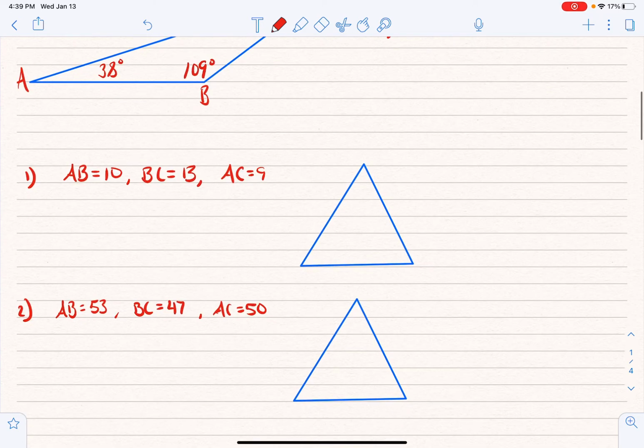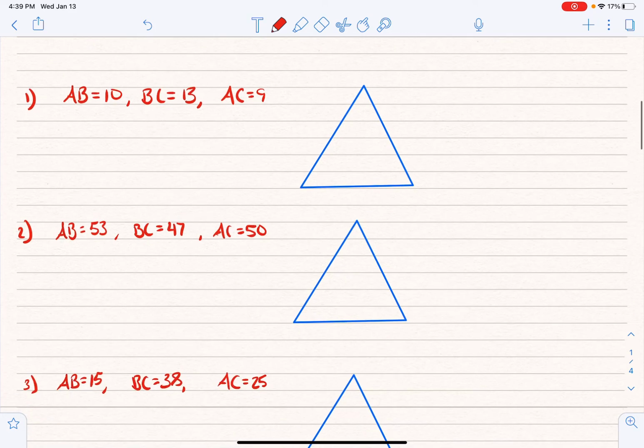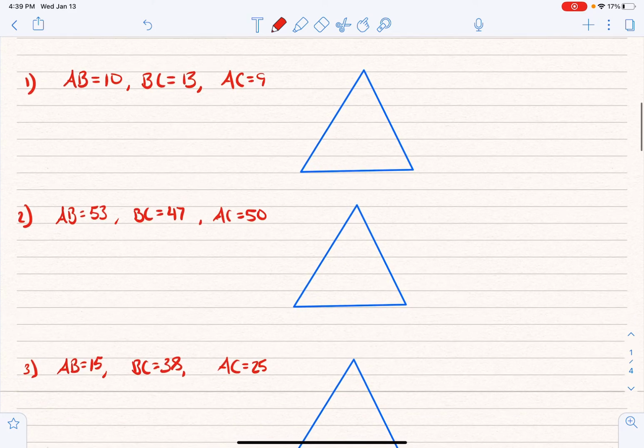Okay, on these next three, there was no illustration. And so my recommendation is to always just draw a generic triangle and then label it A, B, C. It doesn't have to be drawn accurately. And on this one, I can say, well, okay, the distance from A to B is 10. The distance from B to C is 13. And the distance from A to C is 9. And then this just becomes just like we were doing before.